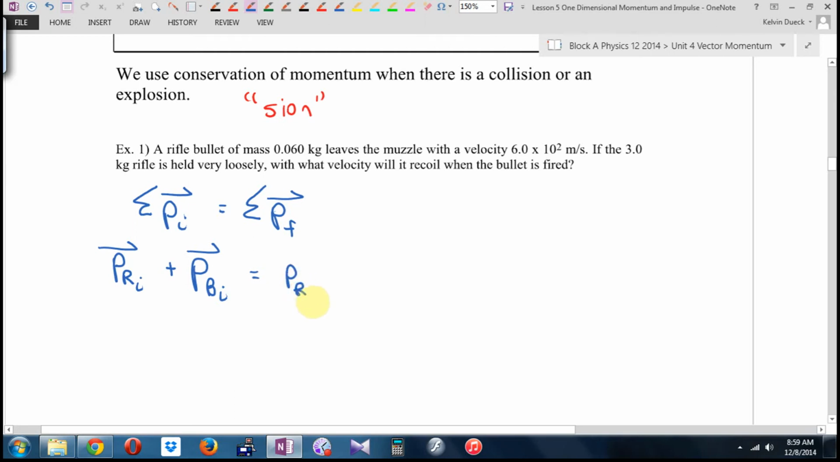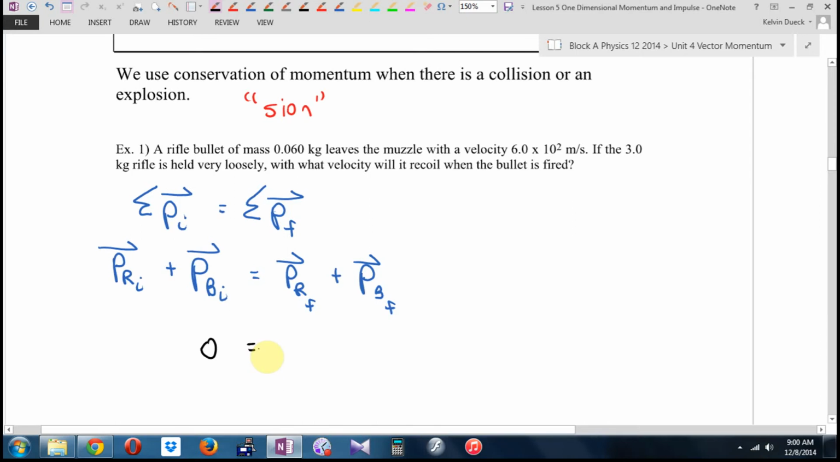Momentum of rifle final plus momentum of bullet final. Before you pull the trigger, what's moving? The rifle, the bullet, both, or neither? Meant to be really obvious. Neither. So what's my momentum before, grand total, if nothing's moving? If one of them had been moving, I could easily put mass times velocity.